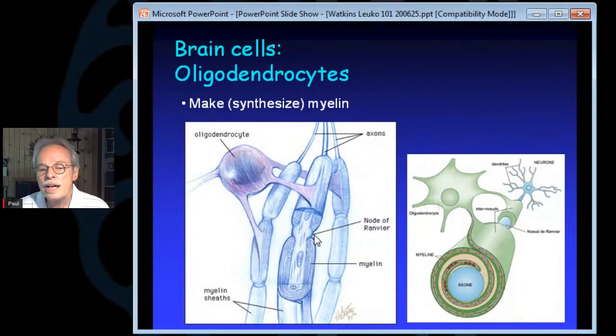But it turns out that having these little breaks in the myelin sheath are really important for accelerating the conduction of electrical impulses, which are really mainly ions, like sodium or potassium or chlorine. These ions are what's responsible for the conduction of the electrical current down the wire, down the axon.